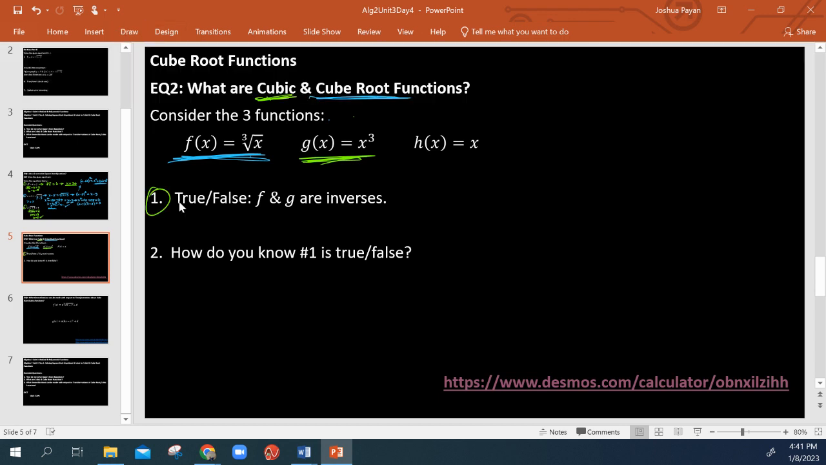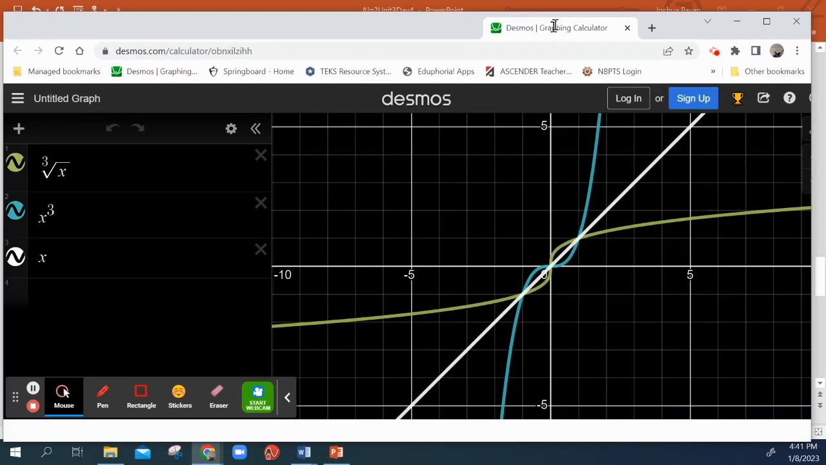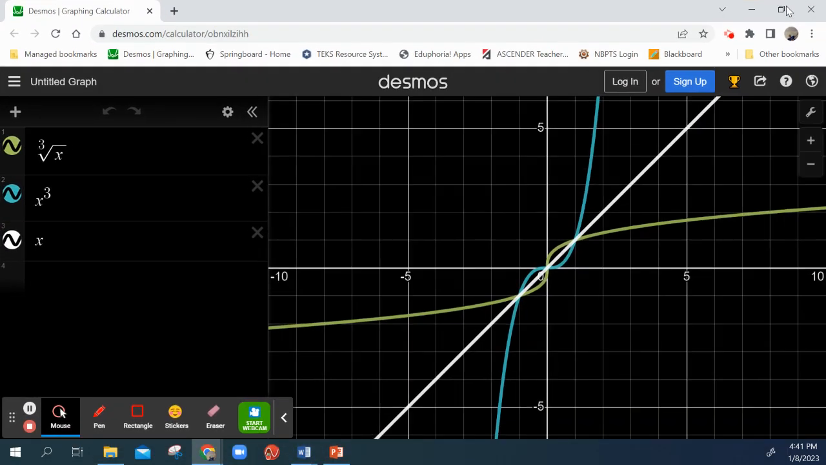So obviously, we're looking at this first little question we're being asked. True or false, f and g are inverses? Well, duh. Yes, they are inverses. Okay, so let's talk about how do we know that this is true or false, and we can look at a simple graph here. Okay, so let me pull up a Desmos screen. And while we're doing that, I mean, it's pretty obvious as to why these two are inverses, but I'm not going to toil too much on that.